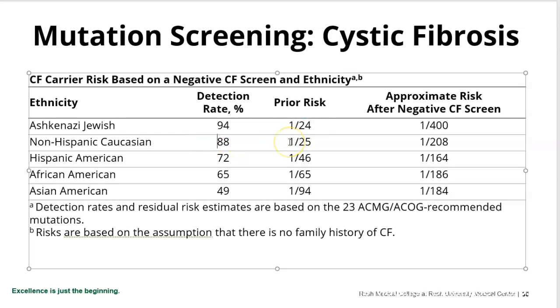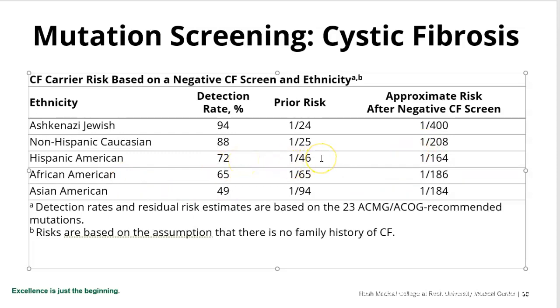Their risk before testing is 1 in 25, but after testing it is 1 in 208. That's still a good number, but the detection rate dropped from 94 to 88, so it's about half as effective. In Hispanics, there's only a 72% detection rate.